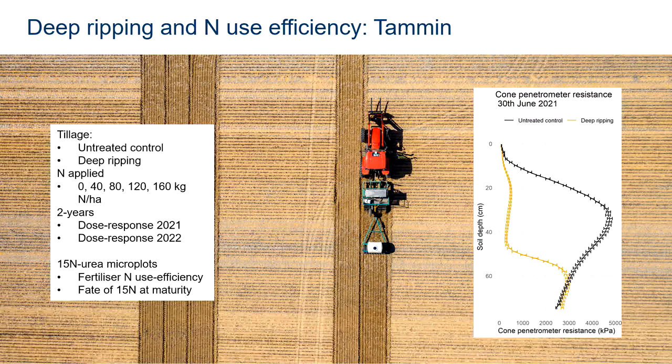The figure on the right is soil strength profiles taken just after seeding. You can see in the black line there, peak soil strength is around 4.5 megapascals. That's an extremely hard soil. And the yellow line is where we've done the deep ripping treatment. So we've done a pretty effective job at reducing soil strength at that site.